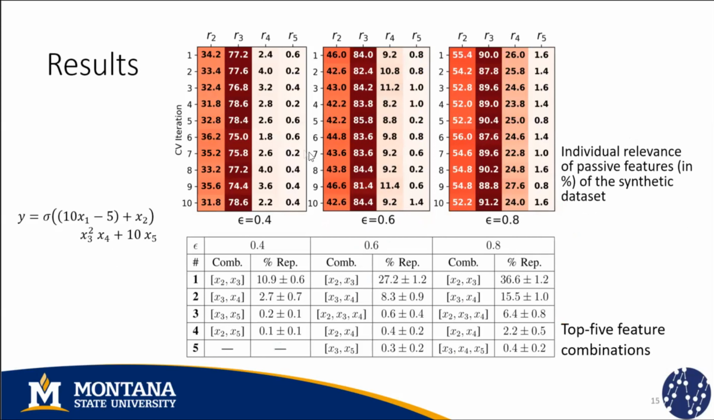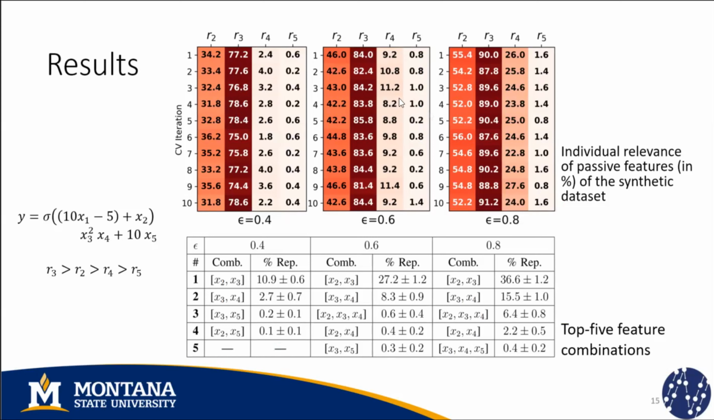This figure shows the individual feature relevance achieved for all cross-validation iterations and for all epsilon values. If we analyze the equation and modify each variable by the same amount, we'll find out that this is the feature relevance order or ranking. From the figure, we conclude that the results obtained by our method coincide with those obtained by the analysis of the equation that was used to generate the dataset.